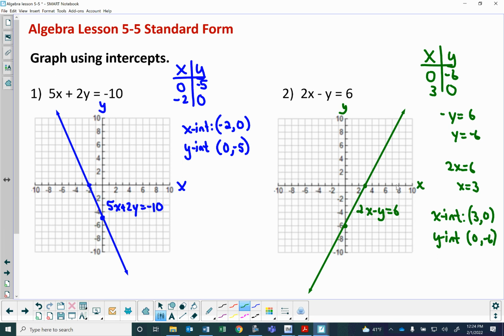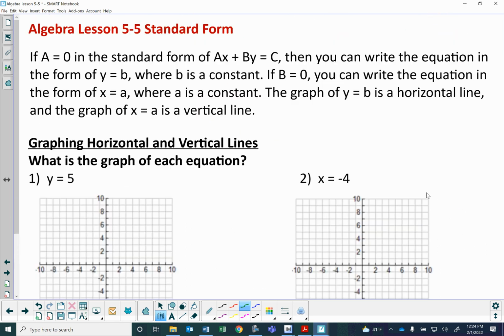Now, there's some other important information that you need to pay attention to. If a equals 0 in the standard form of ax plus by equals c, then you can write the equation in the form of y equals b, where b is a constant, like y equals 6, or y equals 2, or y equals negative 4. If b equals 0, you can write the equation in the form of x equals a, where a is a constant, like x equals negative 2 or x equals 6.